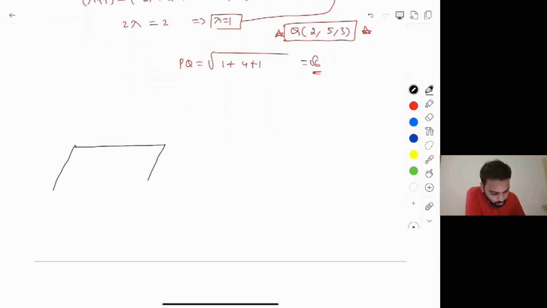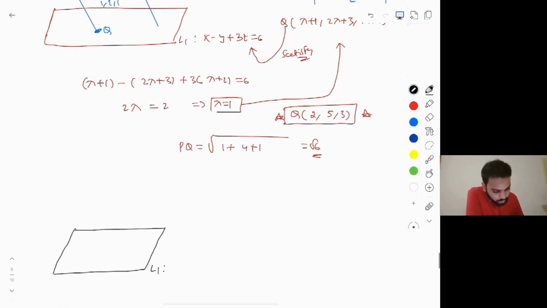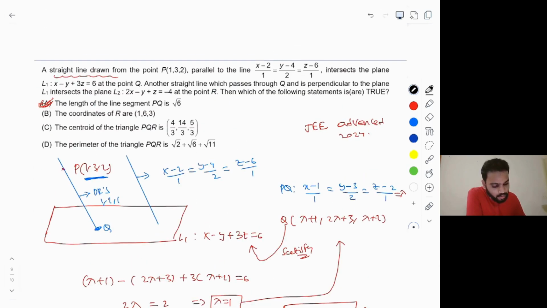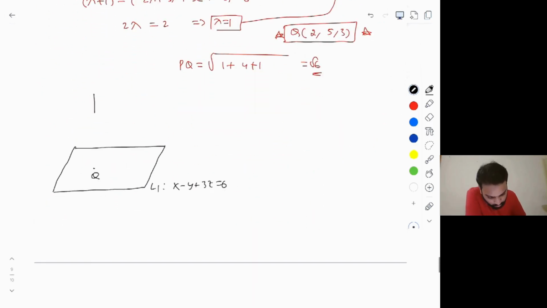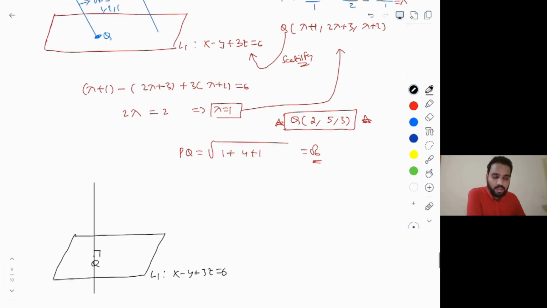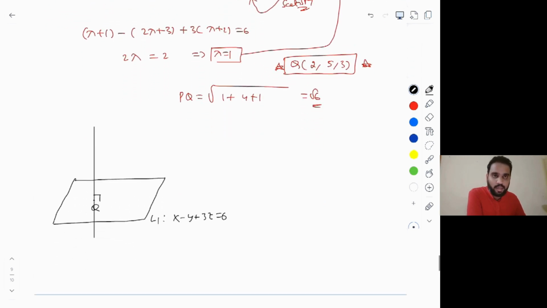Let me take one more diagram to be clear. This is the plane L1, already known to us, which is x minus y plus 3z equal to 6. And this is the point Q here. They are saying that another line is passing through Q and perpendicular to the plane L1. And then they said that this line is meeting another plane at the point R. So once again, you have to solve this line and the plane L2. But for that, you need this straight line, right?